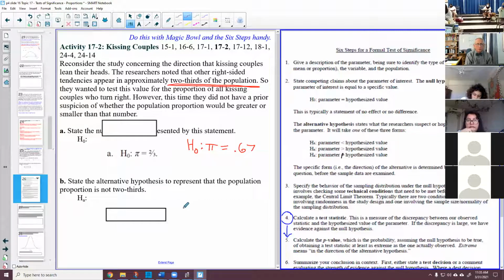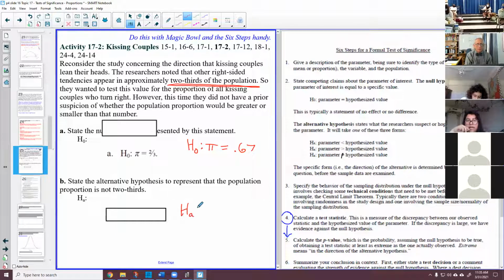Could we say H subscript A is pi is greater than 0.67? Read the question. Read part B right here. It's not equal to 0.67. Are you with me there? This is going to make a big difference. Greater than and less than are going to have one way of doing it. Not equal to is going to have a slightly different way of doing it. Is everybody okay with that? So I now have my null hypothesis and my alternative hypothesis.